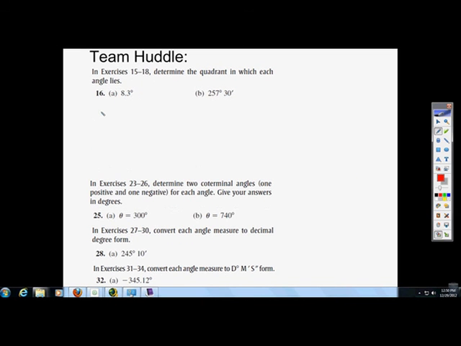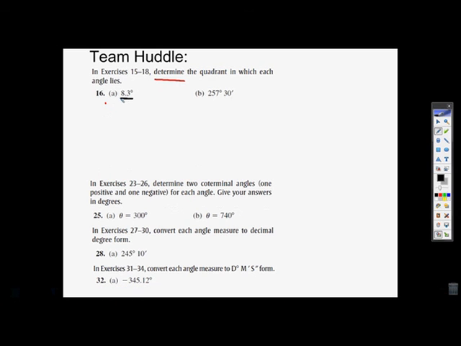For number 16 here on the huddle, it says determine the quadrant in which each angle lies. So if we look at this, it's only an 8.3 degree angle. We know in our coordinate plane that every quadrant is a 90 degree angle. All angles between 0 and 90 fall in quadrant 1.